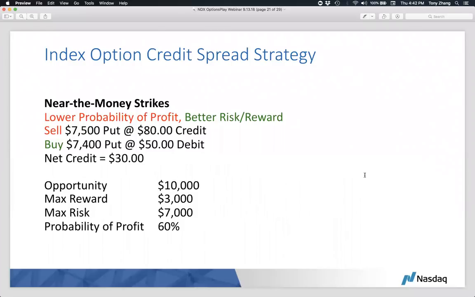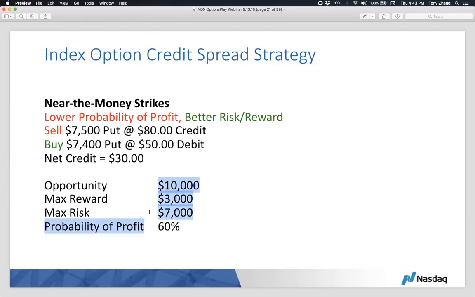But selling a near the money strike is, like I said, a lower probability of profit trade, but has a significantly better risk reward. This is really like the first example that I gave you with the put strategy, where we're selling an at the money put, selling a 7,500 put, receiving an $80 credit, buying a lower put against that, paying 50 bucks for it, and having a net credit of $30. So again, this has an opportunity of $10,000 because the distance between the two strikes is 100. 100 times 100 is $10,000. That's your opportunity. Your max reward here is the credit that you receive, so the $30, or the $3,000 in credits that you receive, is your max reward.